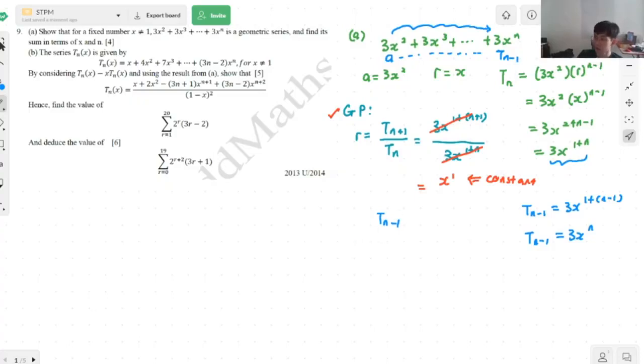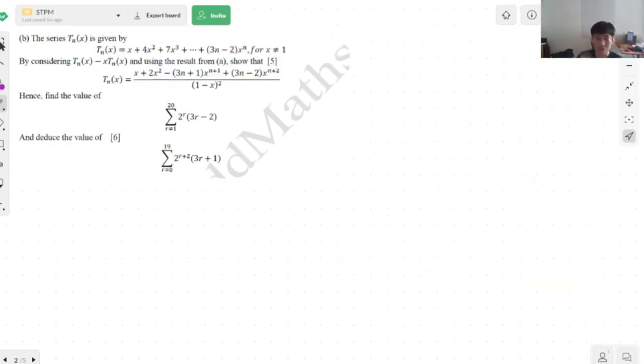So in this case, I have to find S(n-1) for the a, which is 3x squared, times 1 minus r^(n-1) over 1 minus r. This is the formula. Don't forget the Sn formula is a times 1 minus r^n over 1 minus r. They didn't mention whether r is more than 0 or less than 0. In this case, we take r always less than 1.